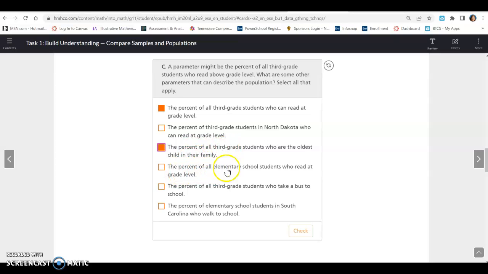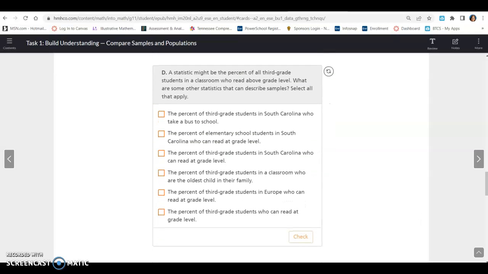The percent of all elementary school students who read at grade level. We're not looking at all elementaries, we're just looking at third graders. The percent of third graders who take a bus to school, we could look at that. And again, this one's talking about elementary instead of third grade. So I think first, third, and fifth are the best parameters for that.